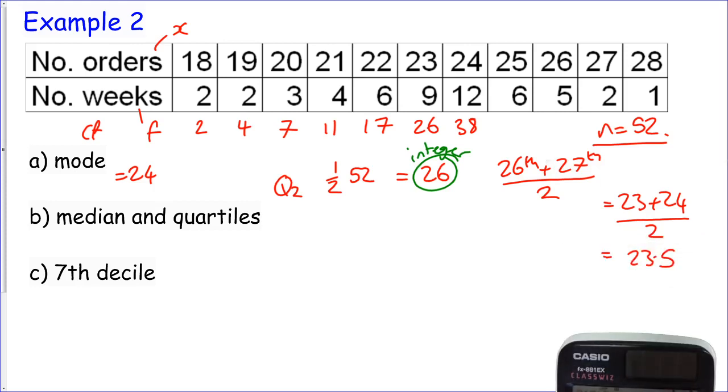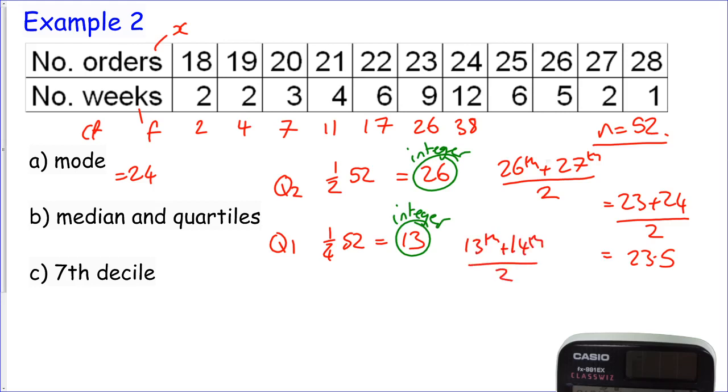To do our Q1, this is a quarter of 52, which gives us 13. Again, this is an integer. So we're going to be doing the 13th plus the 14th over 2. Going through, our 13th thing and our 14th thing are both in the 22 category. So this is going to give us an answer of 22. You could find the upper quartile by doing 3 quarters. I'll leave that as an exercise to you if you want to do it.